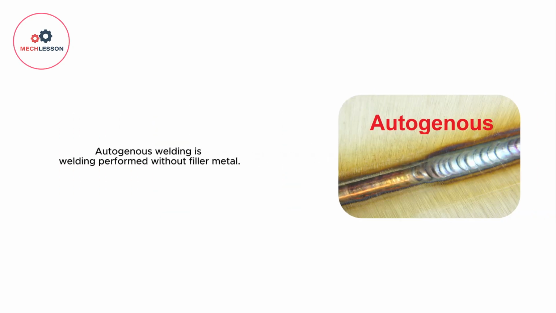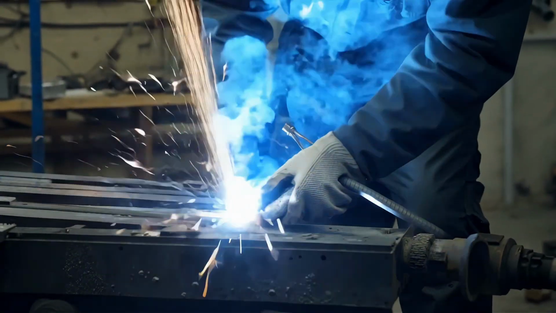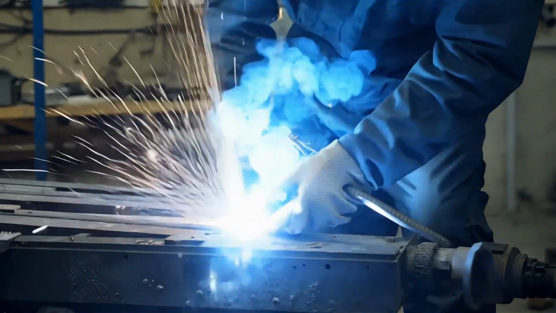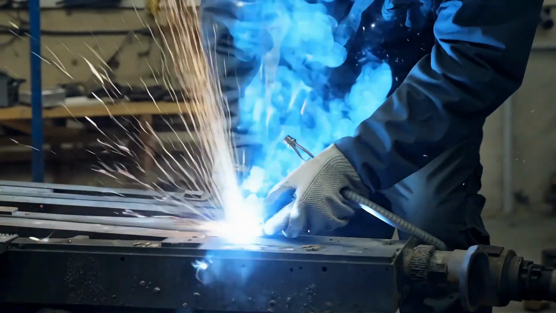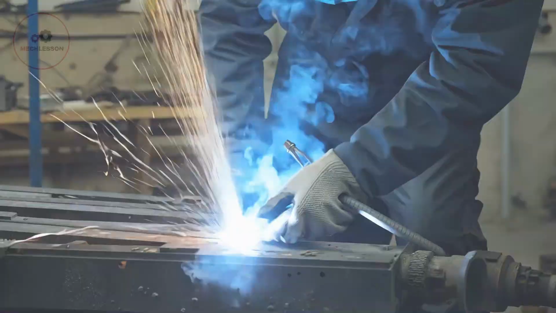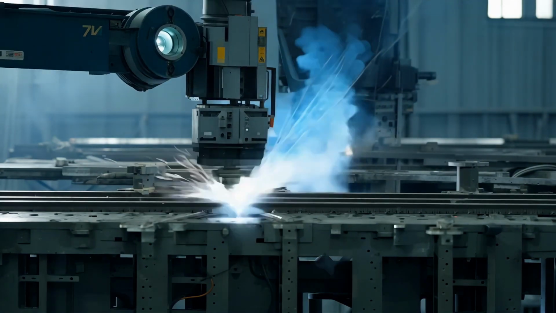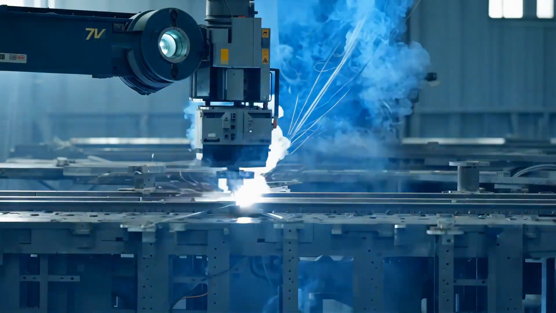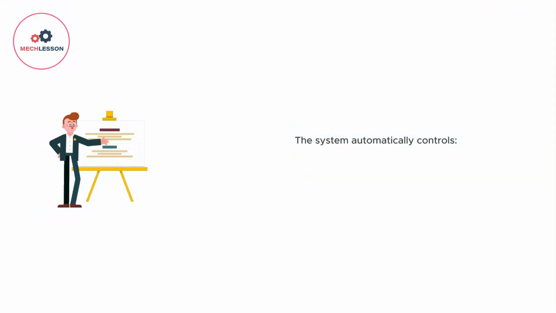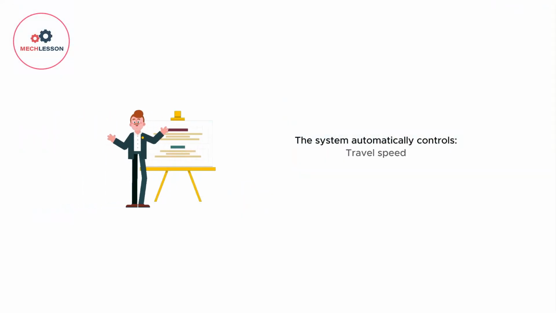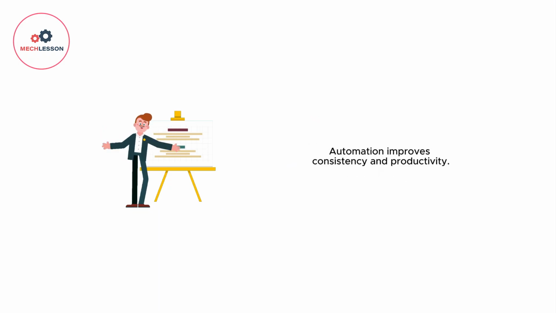Autogenous welding. Autogenous welding is welding performed without filler metal. Only the base metals are melted and fused together. This method is common in certain TIG welding applications and thin materials. Automatic welding. Automatic welding uses equipment that performs the welding process with little or no operator adjustment. The system automatically controls travel speed, arc length, and joint tracking. Automation improves consistency and productivity.